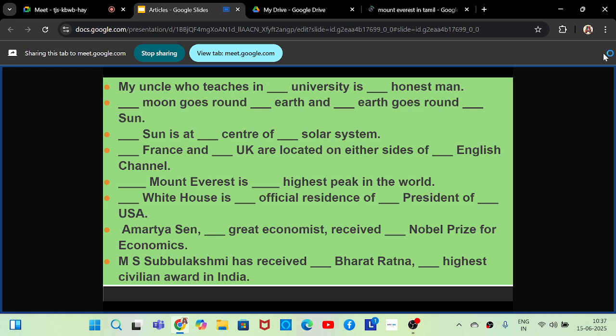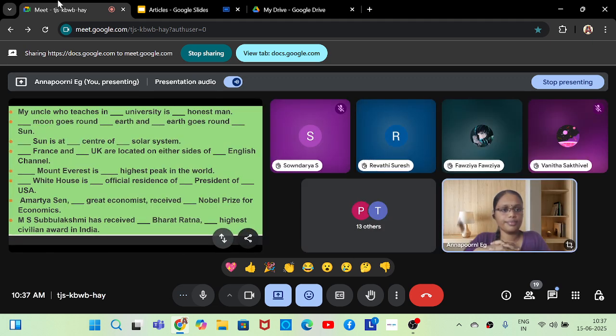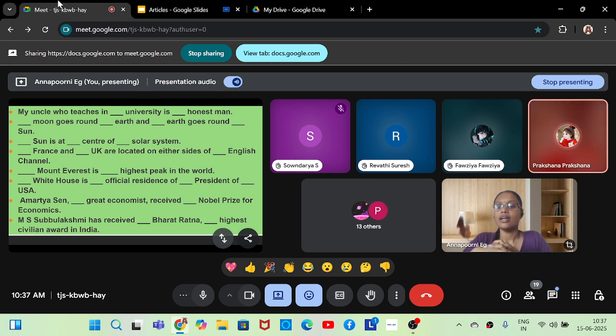Why are we using "the" before highest? Can you give an answer for that? Anybody can answer. No need to raise your hands. Because there is a superlative, ma'am. Highest. Very good. Highest is an adjective in the superlative degree. So that is why we are using "the" highest. Good. Now moving to the next question.